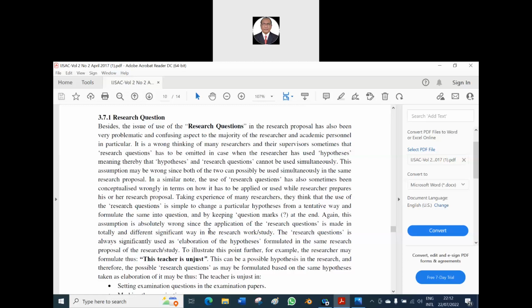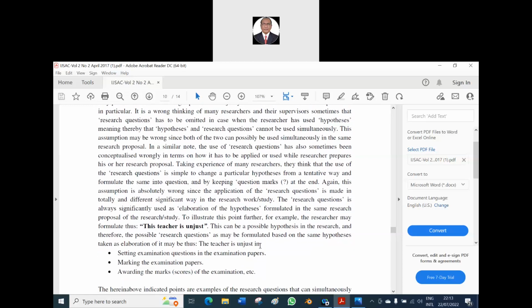Again, this assumption is absolutely wrong, since the application of the research question is usually made in a different, significant way in research work or study. The research question is always significantly used for elaboration of the hypothesis. A hypothesis elaboration is a research question, and at that instance, you need not make it out. For example, a researcher may formulate: this teacher is unjust. This can be a possible hypothesis in research, and the possible research questions may be formulated based on the same hypothesis, by elaboration.